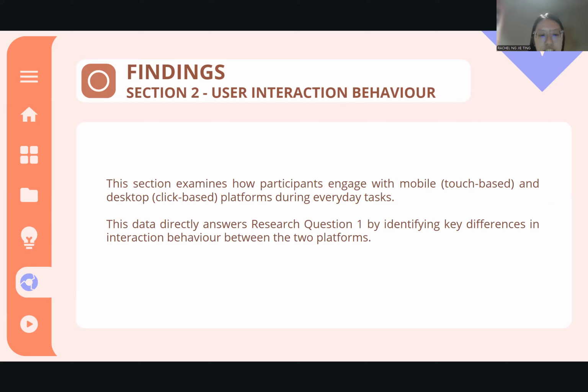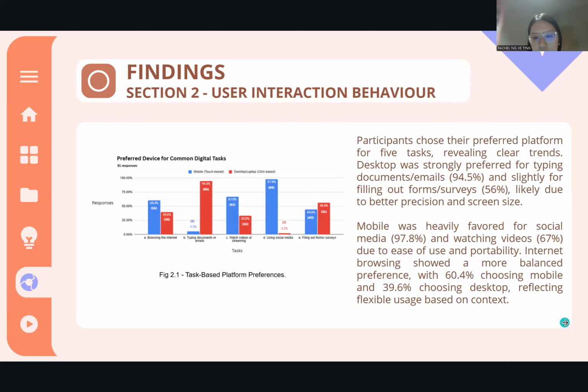Section 2. This section examines how participants engage with mobile and desktop platforms during everyday tasks. Participants chose their preferred platform for 5 tasks, revealing clear trends. Desktop was strongly preferred for typing documents and emails, and slightly for filling out forms and surveys, likely due to better precision and screen size.